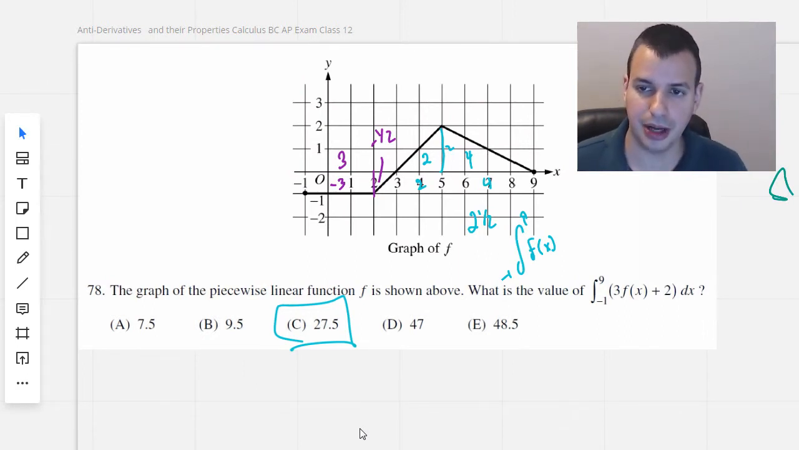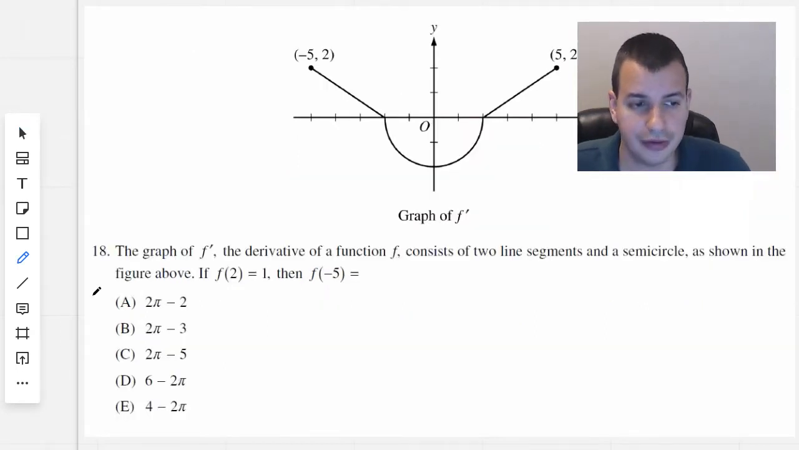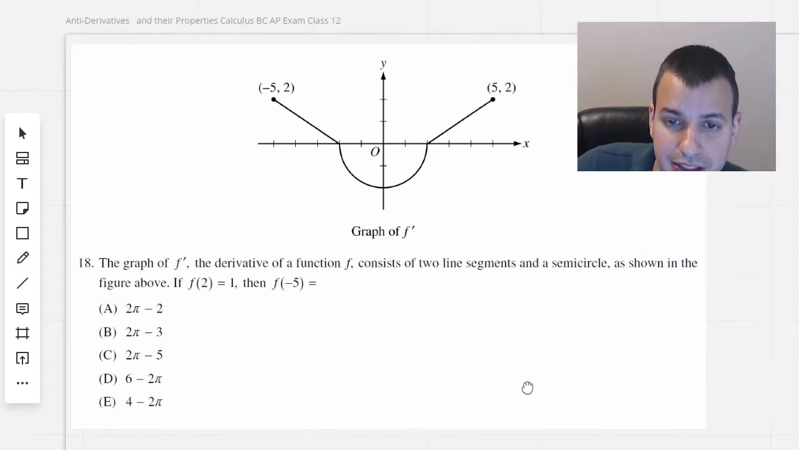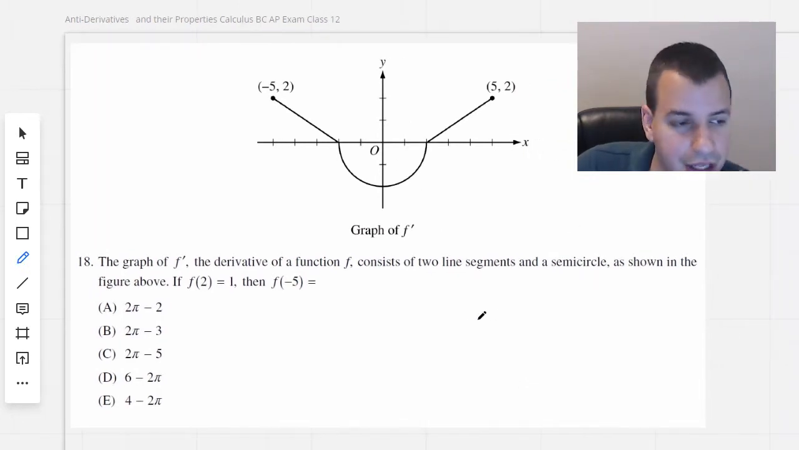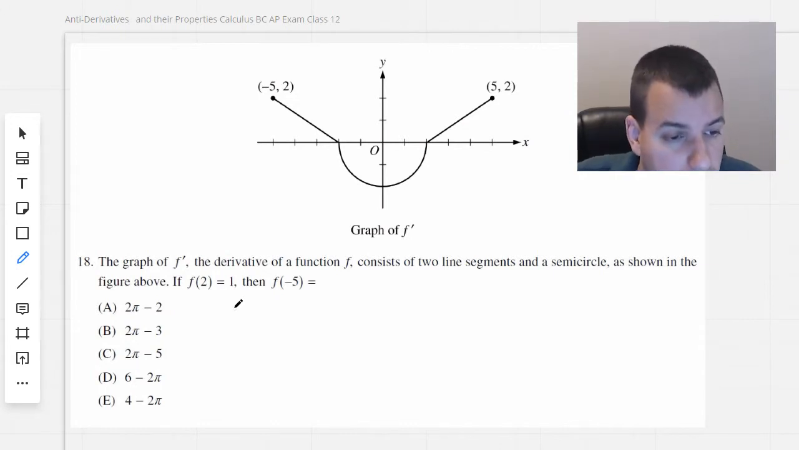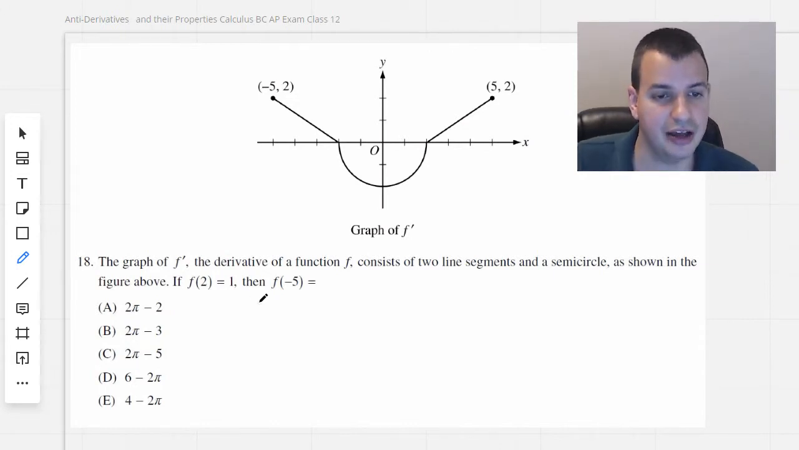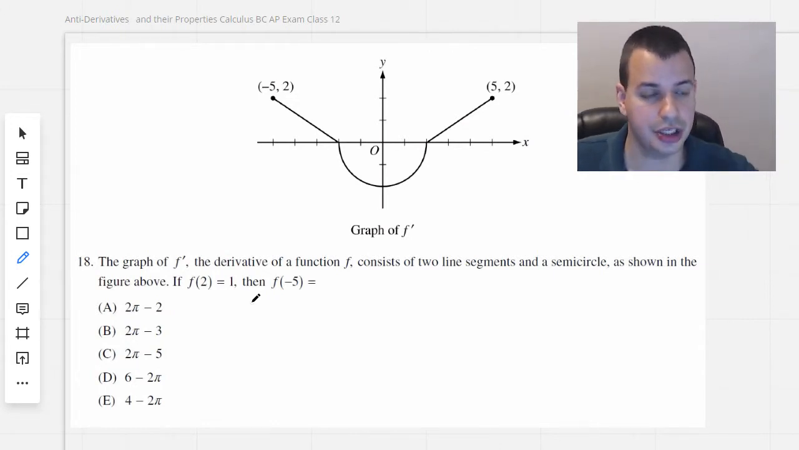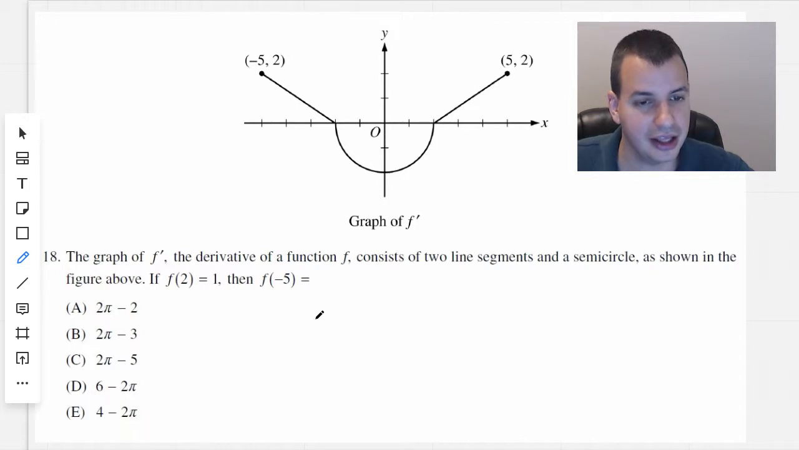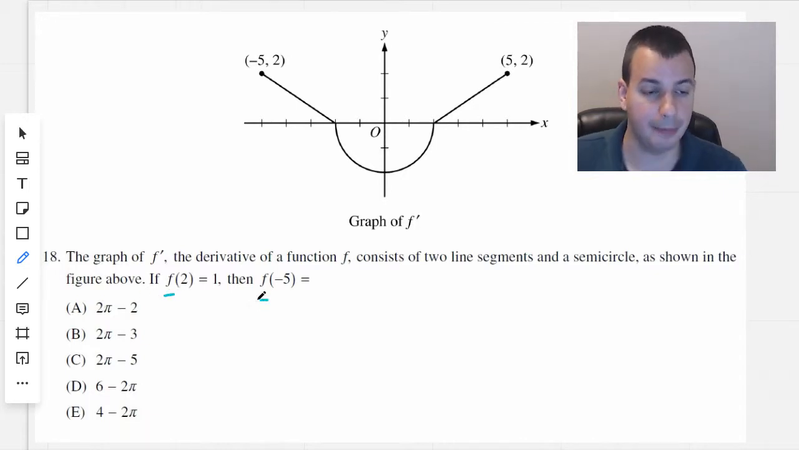Looking at another problem, the graph of f prime, the derivative function of f, consists of 2 line segments and a semicircle, as shown in the figure above. If f of 2 equals 1, then f of -5 equals such and such. Okay, so we're given f prime, and we want to find it in terms of f, the function.